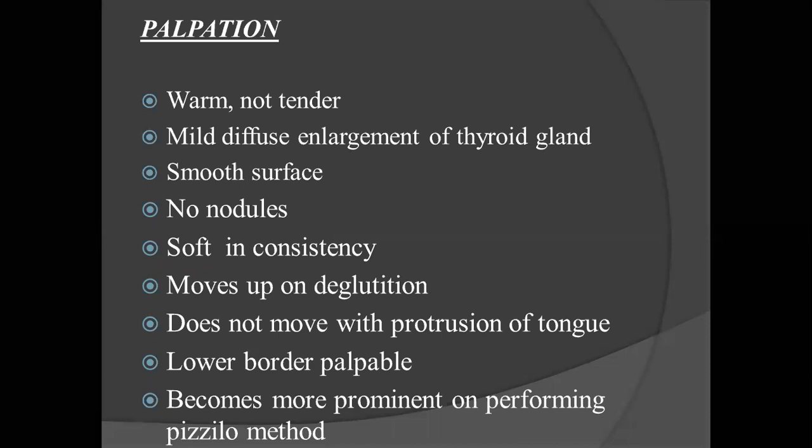Type 3 is where the thyroid will be inside the thorax. Even on swallowing, it will not come into the neck. So it is completely intrathoracic. Type 3 is called intrathoracic goiter. All of you clear with this?